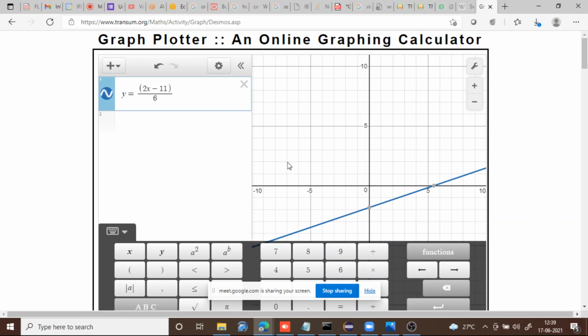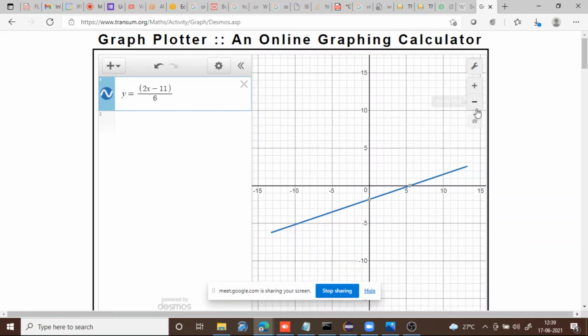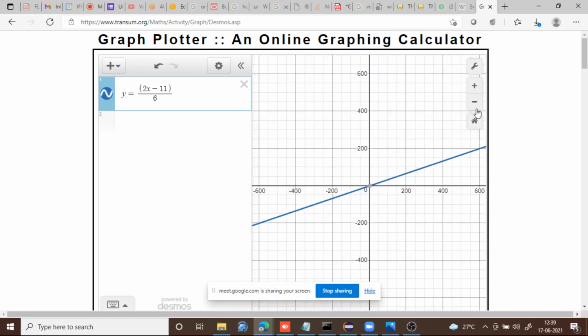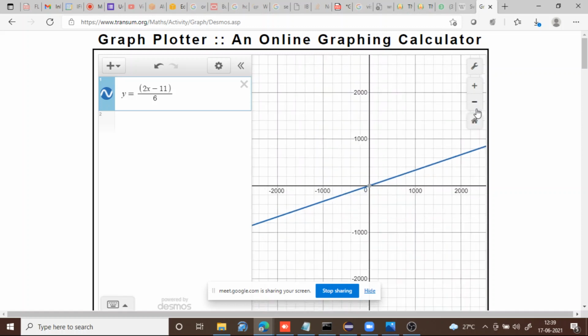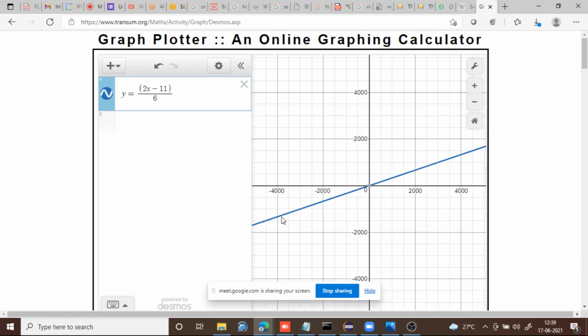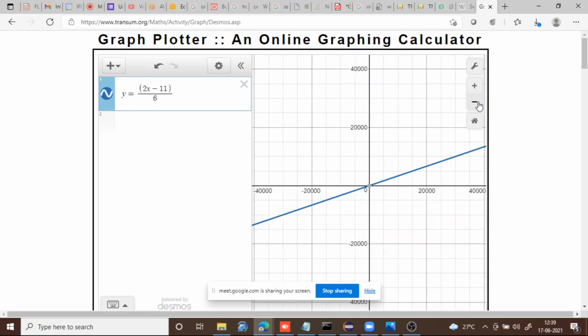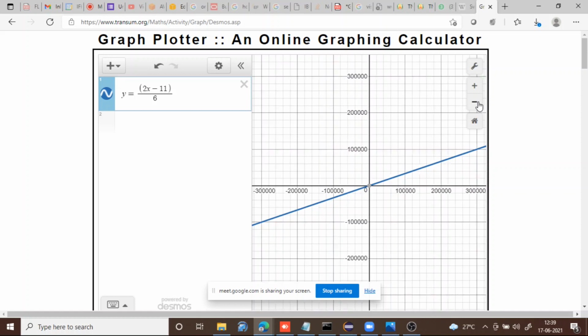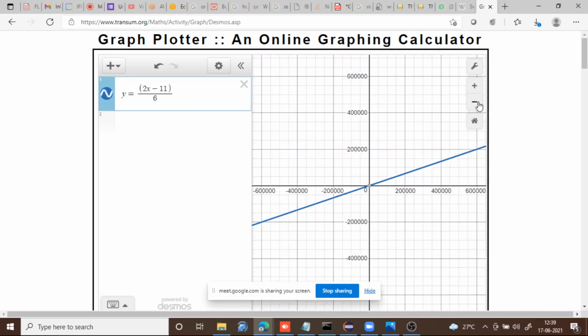If you take this equation, this is the graph. You can see here, is there any maximum or minimum point? This is basically a line. Is there any maximum or minimum point here? Is there any end for this line? There is no end.